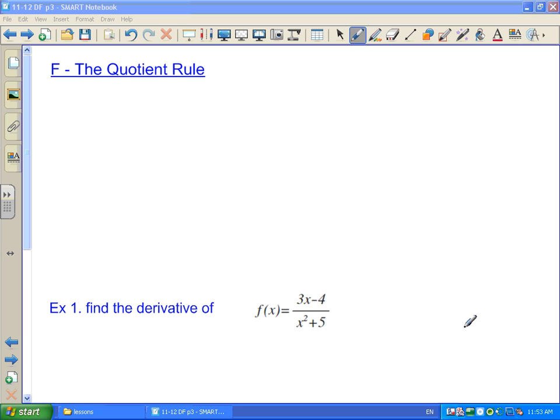So welcome to lesson 11.12 box F. Here we are going to take a look at the quotient rule, which goes along nicely with the product rule that we took a look at in the last lesson. It's very, very similar to the product rule.